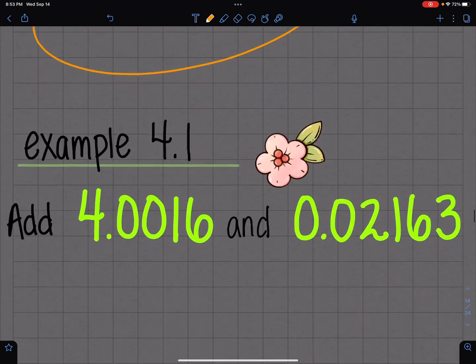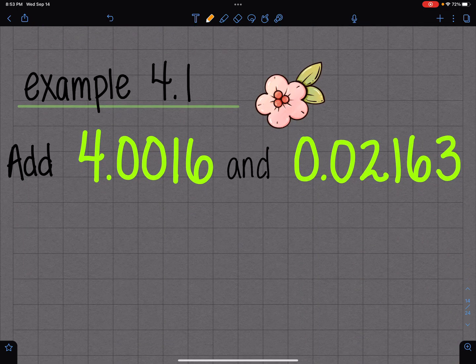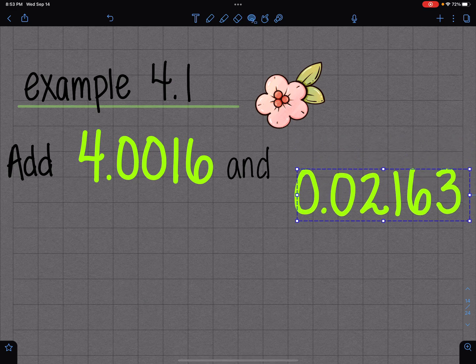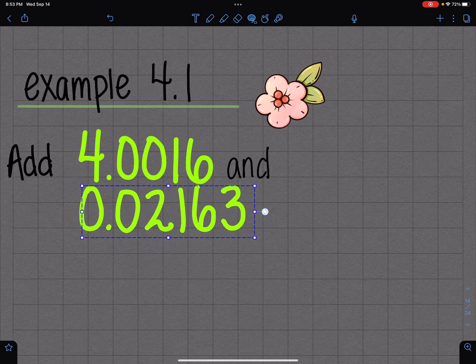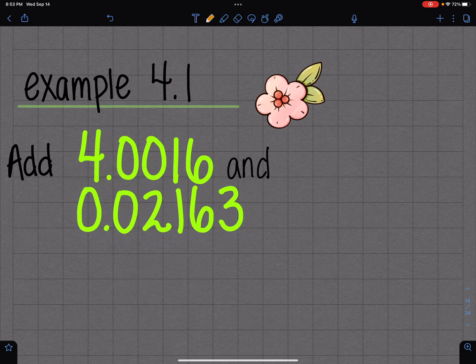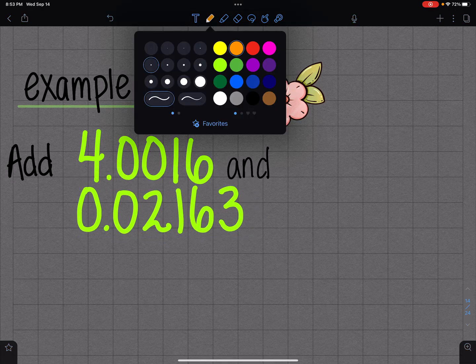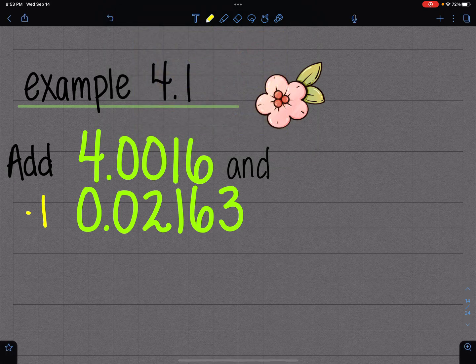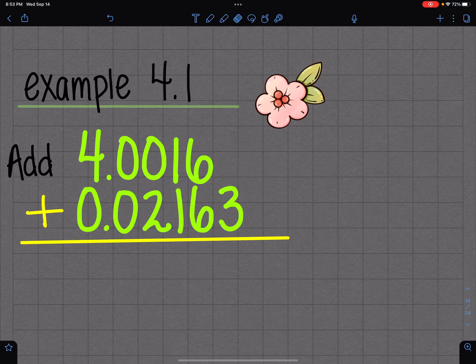All right, let's do example 4.1. What if we add these numbers? This is super easy. All you're going to do, we just learned it, is line up the decimals. Let me get a nice bright color so you can see it. And then we start way over here. Now there's no number above it, so if there's no number above it, you just assume that the number is 0.